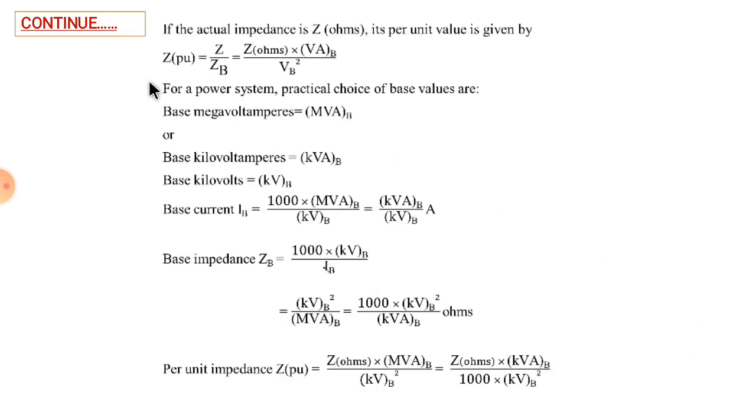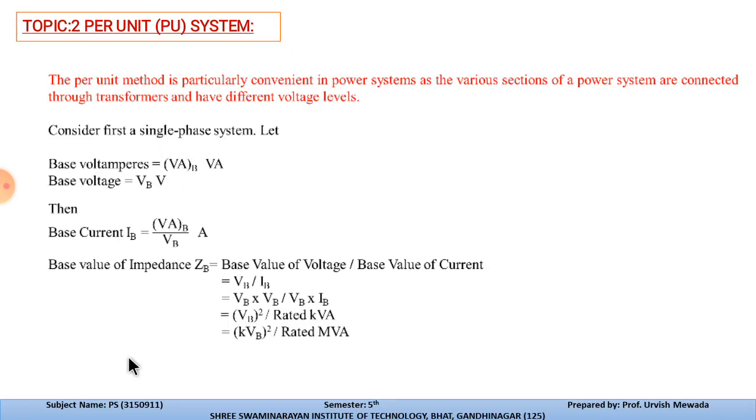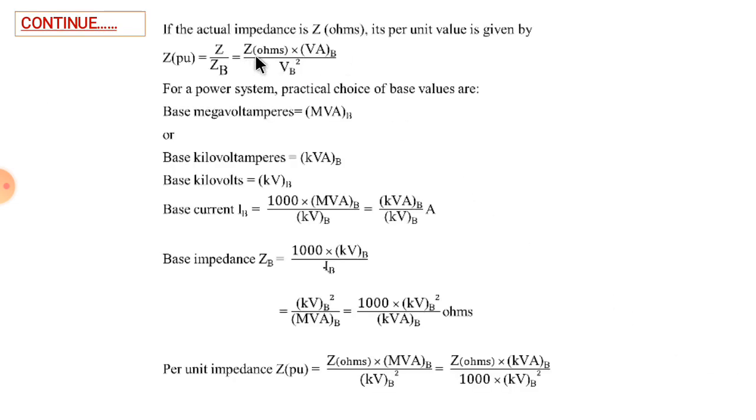Now, if the actual impedance is Z ohm, its per unit value is given by Zpu equal to Z original divided by the base value of the impedance. So Z ohms into VAB divided by VB square. This ZB is what we derived over here, VB into VB divided by VB into IB. So this will become Z ohm into VA base divided by VB square.